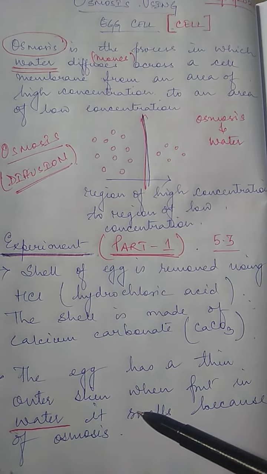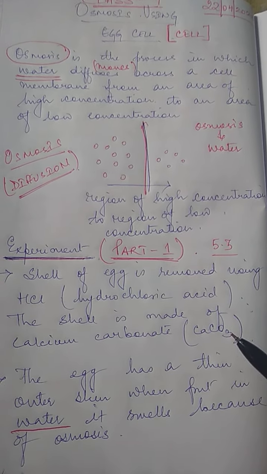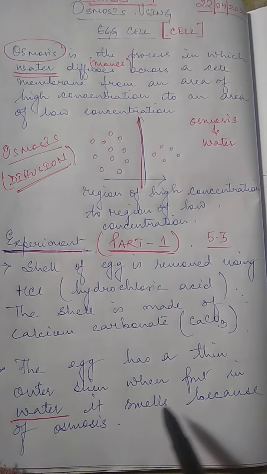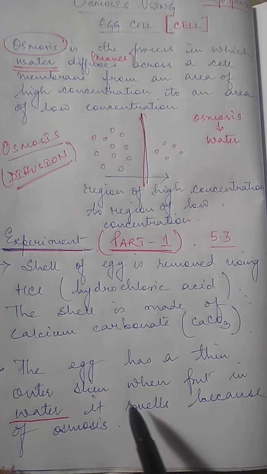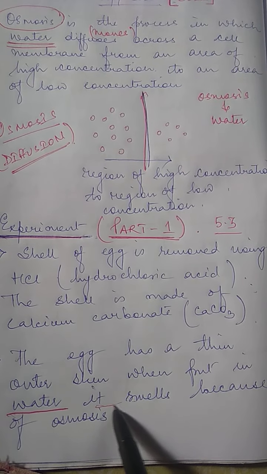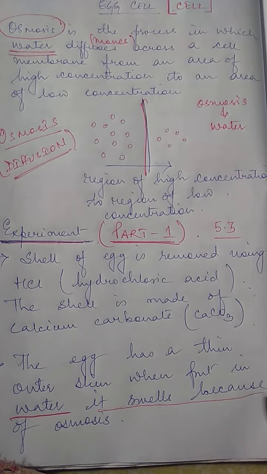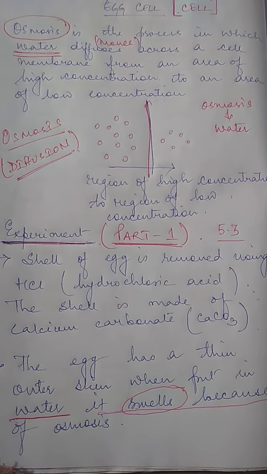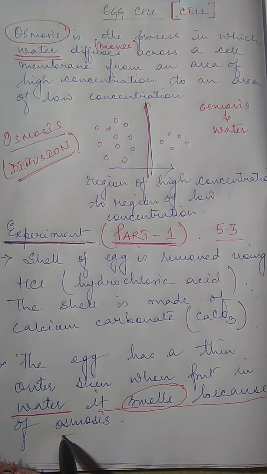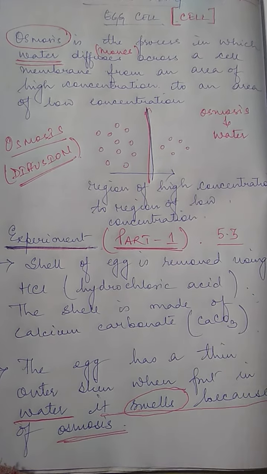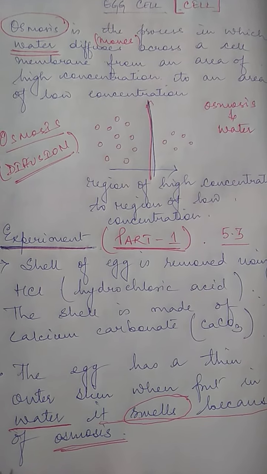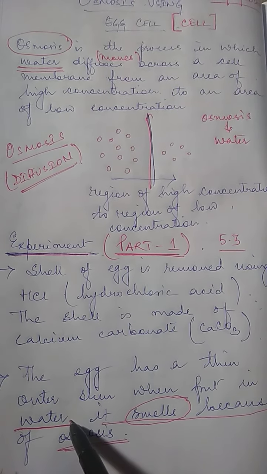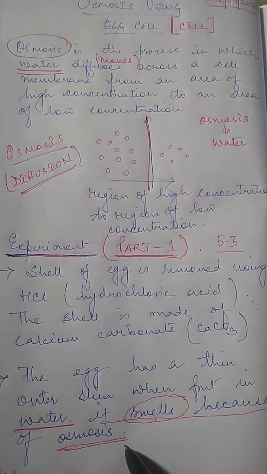Now when you see inside the shell, the egg has a thin outer skin. When put in water, it swells because of osmosis. Now this is your activity which is to be done. When you are putting it in water, it will swell. Swell means it will increase in size because of osmosis. You have removed this shell, and now when you keep the egg with the outer skin in water, you will see that it will swell because of osmosis.